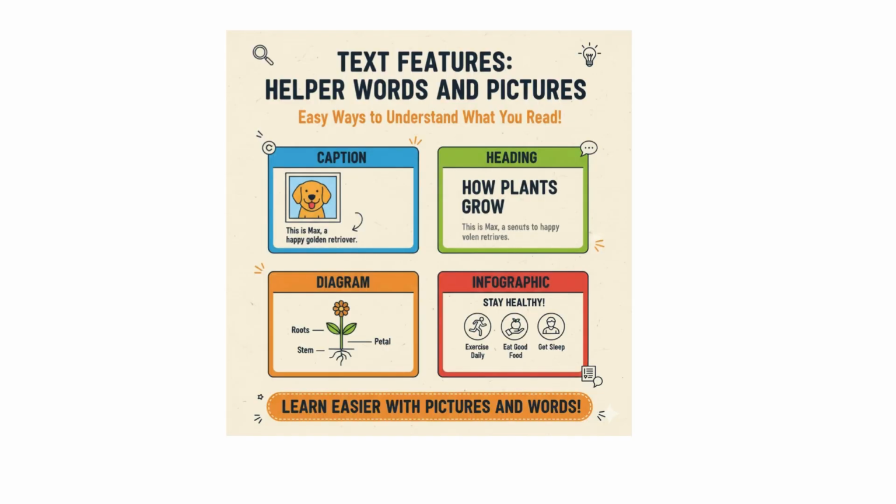So, some other things that we need to know would be helper words and pictures. When you read a book or article, special parts of it can help you to understand it better. These are called text features. We talked about captions before. Remember, a caption is a small text under a picture. It tells you more about what is in the picture. Think in your mind that it's a small sentence below a photo.